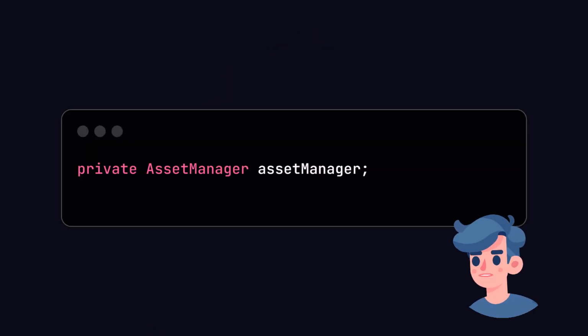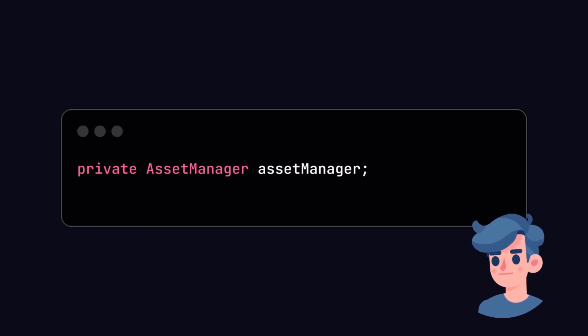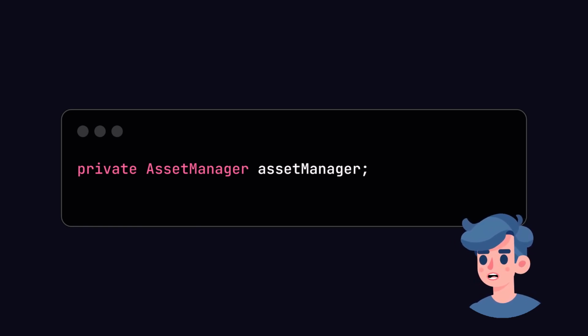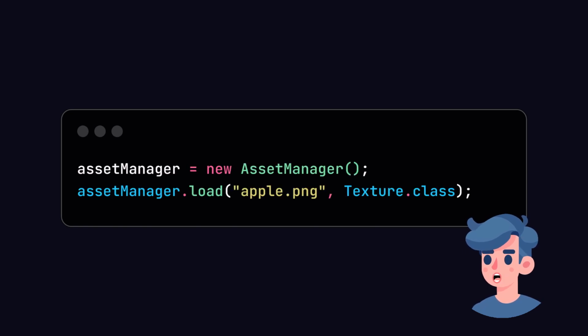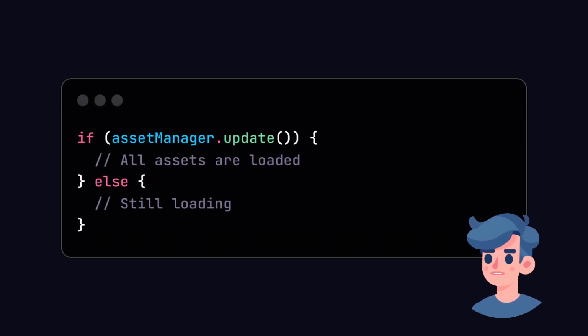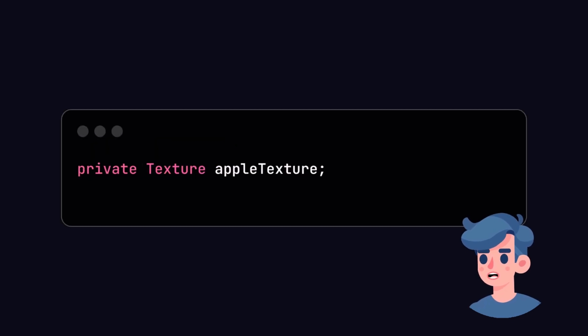Next, we will load this image in our MainGameScreen class using an asset manager. First, declare an asset manager at the top of your class. Next, initialize the asset manager in the show method and load the image. We need to ensure that our assets are loaded before we render them. We can check if the loading is complete in the render method. Now that we can load assets, let's render the image.